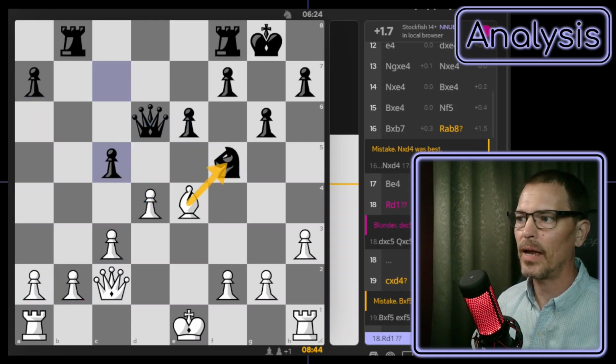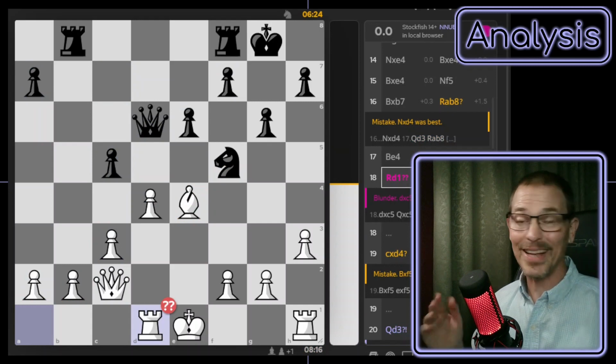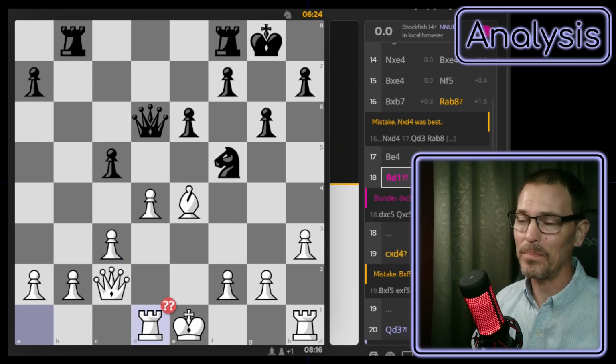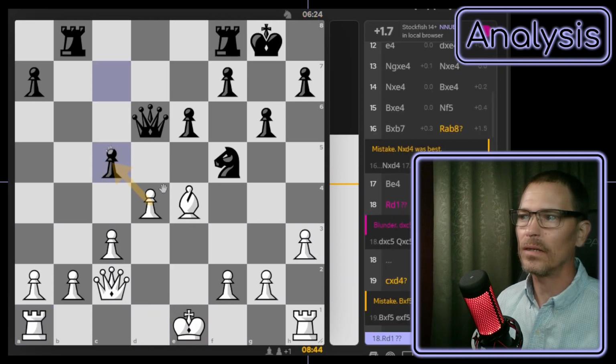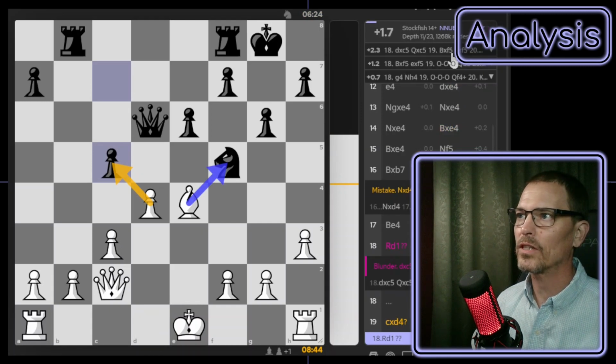Let's see, what did I play? Okay, I think I guessed that that's one of the moves that I probably played. It was rook to d1 that I played. Oh, and it says that was best. Okay, so it wasn't here. Let's see what the move list suggests.